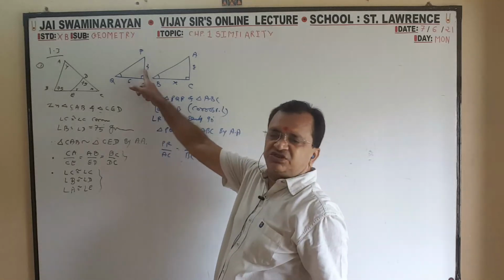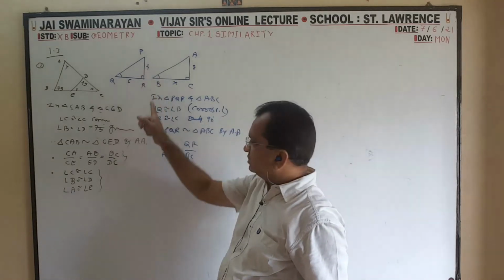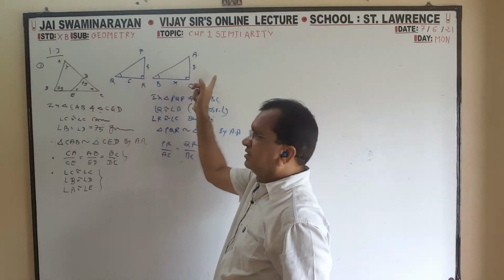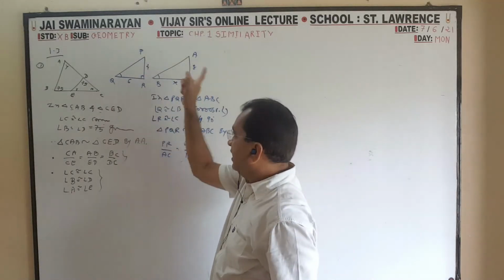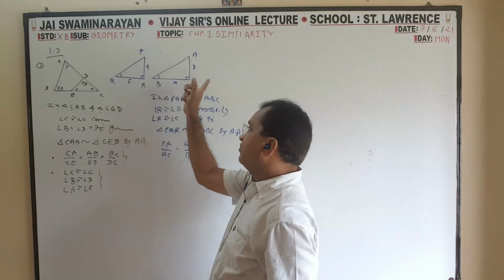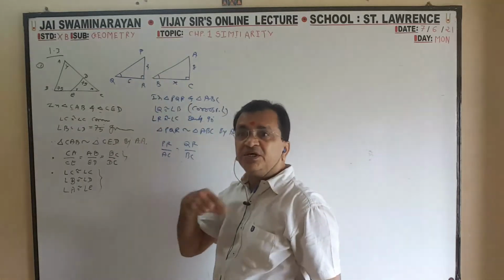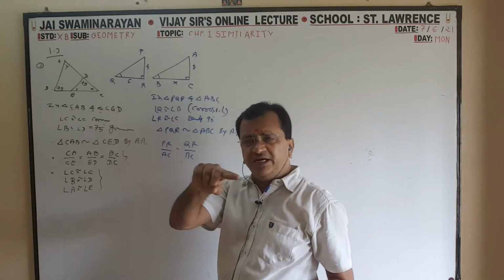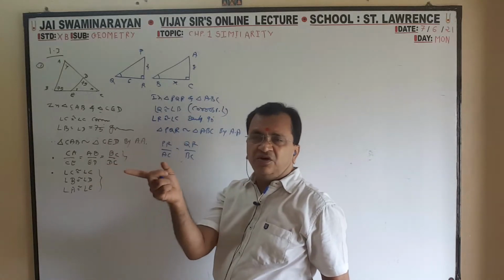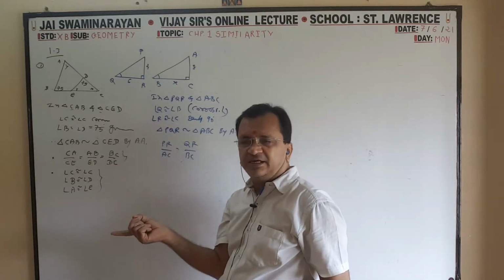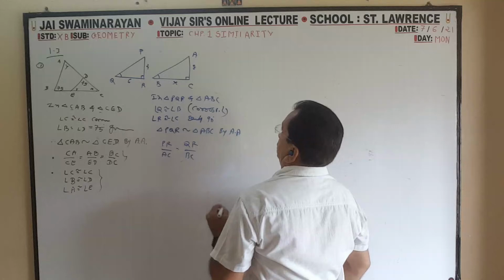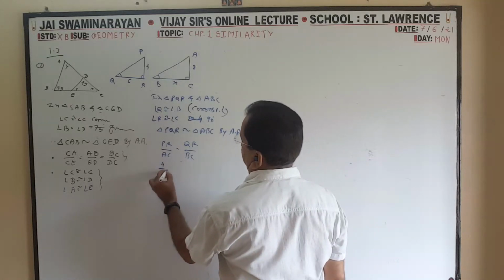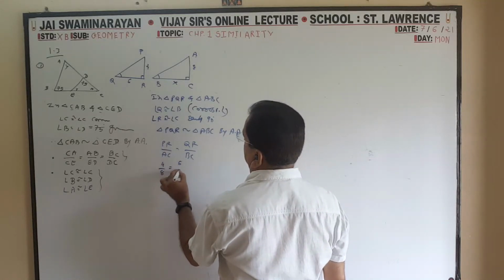First you take this triangle first. Height by height, not base by base. Height by height, base by base. First triangle height, second triangle height. First triangle base, second triangle base. So that is 4 by 8, 6 by x.